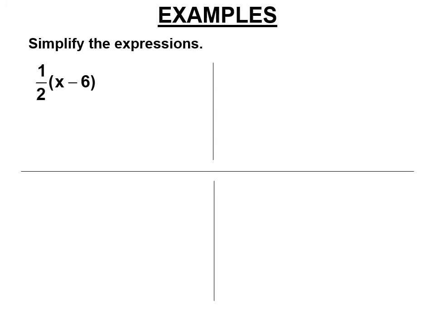Right, we can distribute a fraction. 1/2 times x is 1/2 x. Now 1/2 times negative 6 is negative 3, and it just becomes minus 3. You have to distribute the 1/2. To distribute means to pass out. It's not that helpful, but you have to multiply everything inside there by 1/2.